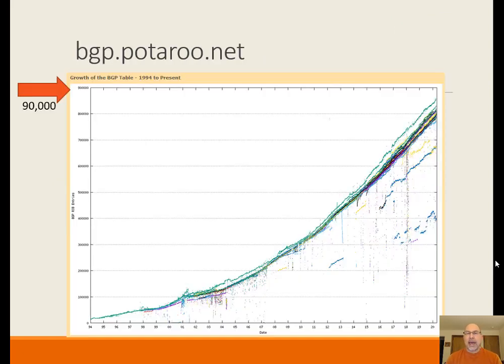Let's take a quick look at core routing table growth in the routers. This is a graphic that appears at bgp.potaroo.net. You can go out there and take a look at it yourself. What we're looking at here on the y-axis is core router routing table size, and that top value is 900,000 routes. Just a couple of years ago, around 2013 or so, we were coming up on 500,000 routes in the core routers. And now we're coming up on 1 million. That is a lot of routing table entries.